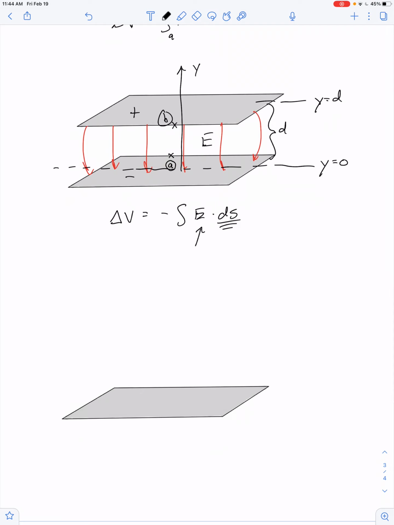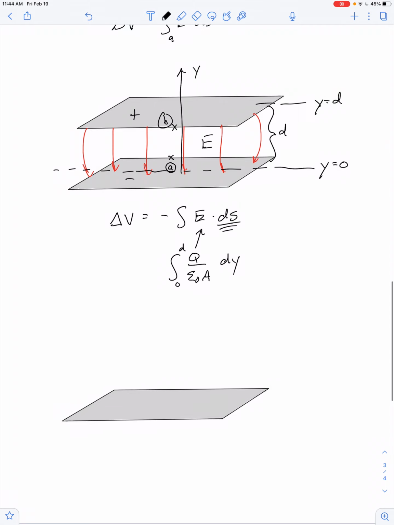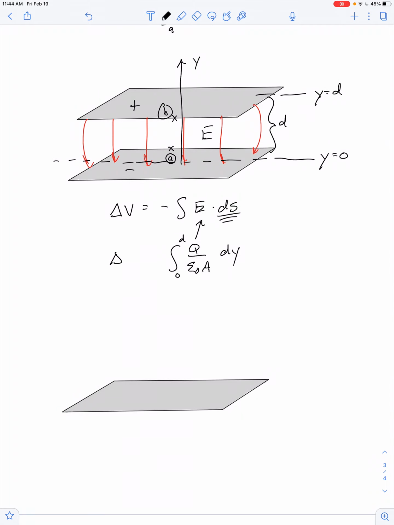So we can make two substitutions here. E is replaced with Q over epsilon naught times A, and ds is replaced with dy, and we're going to integrate as we go from 0 to d. So our change in voltage is, all of these are constants, so the integral of dy from 0 to d just gives us d. So the change in voltage is Q d over epsilon naught A.